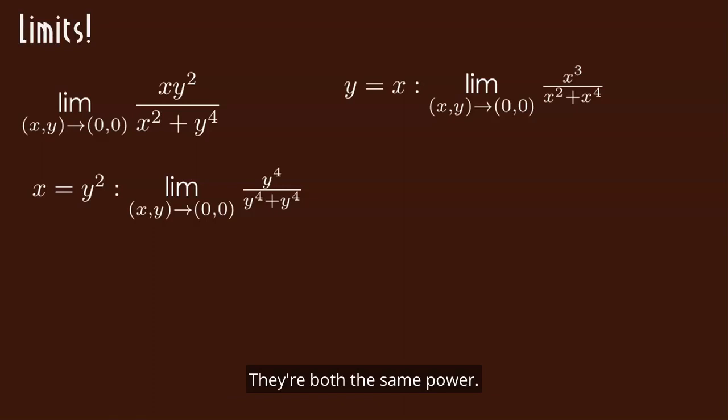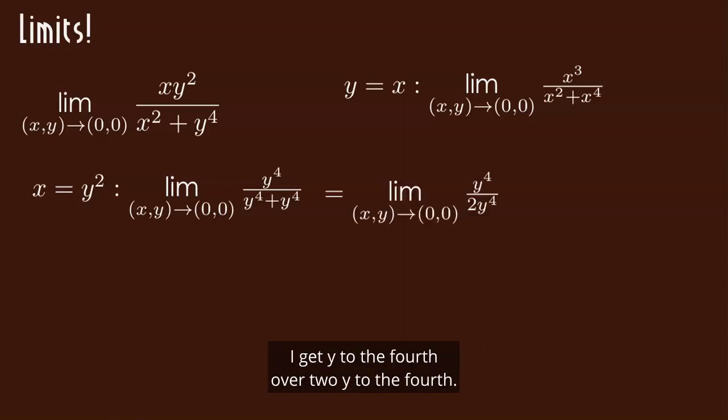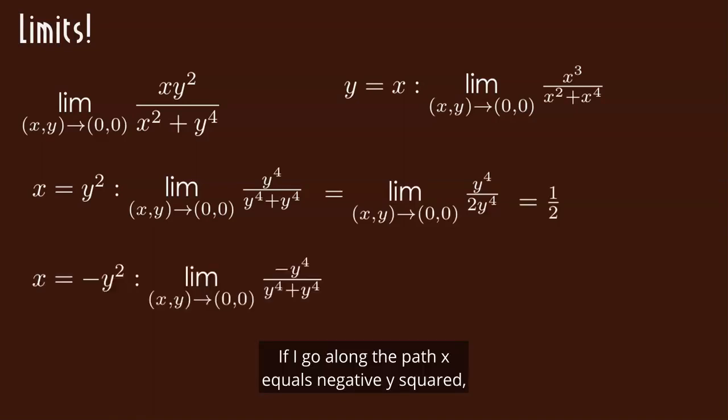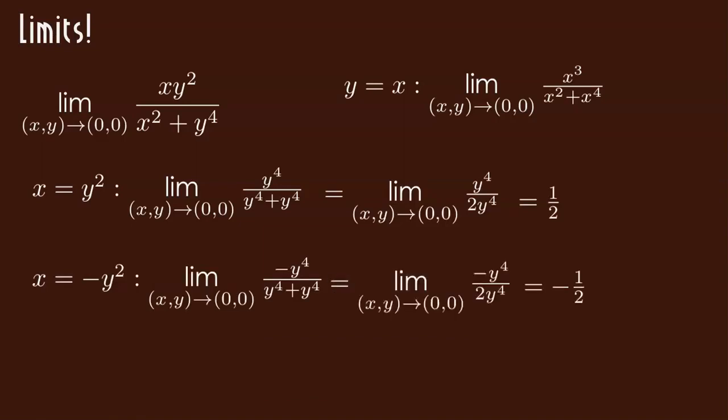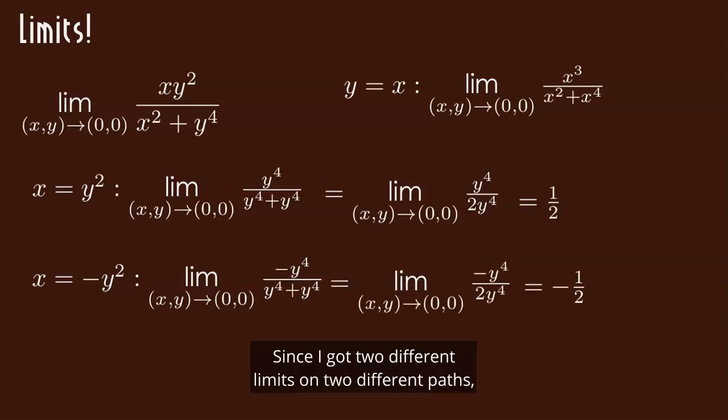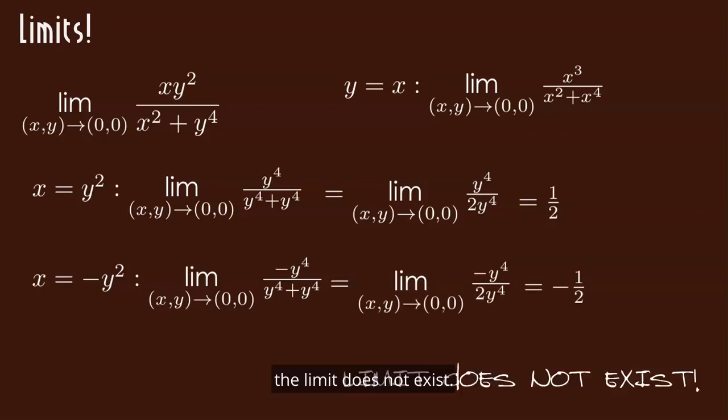They're both the same power. I can bring them together. I get y to the 4th over 2y to the 4th. Now simplifying, I get 1/2. If I go along the path x equals -y squared, I get the same ability to bring things together, but this time I get a -1/2. Since I got two different limits on two different paths, the limit does not exist.